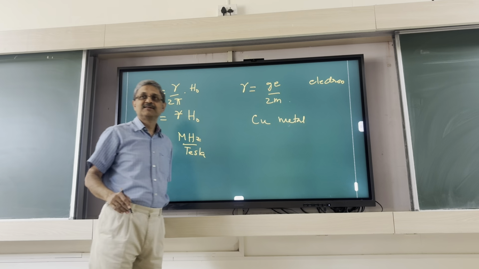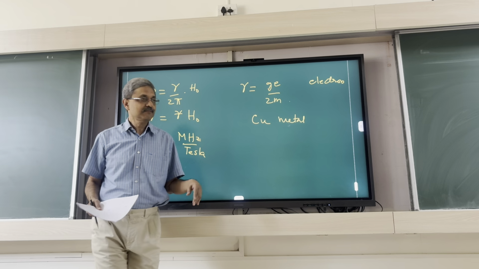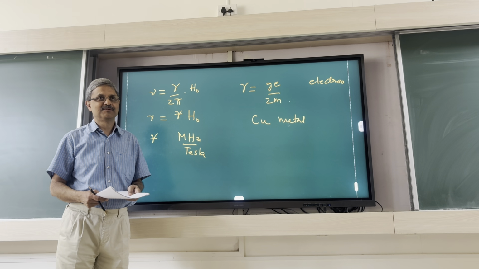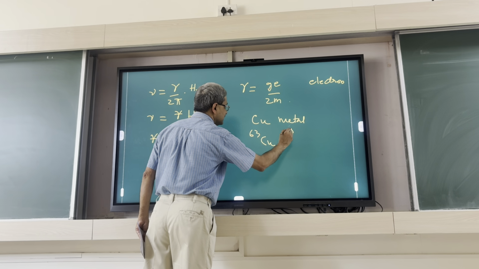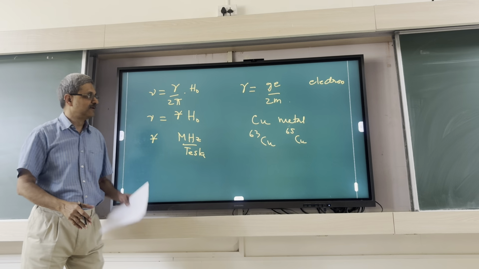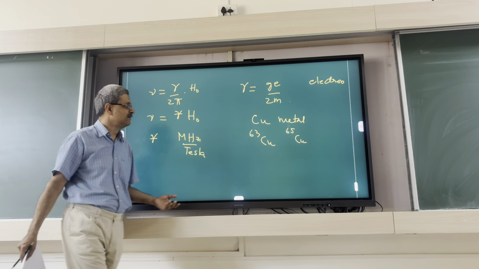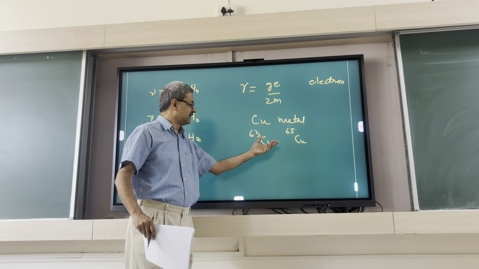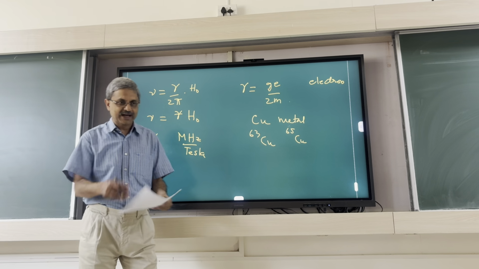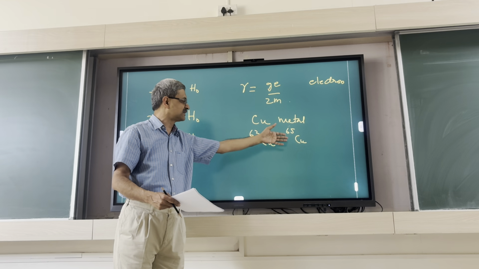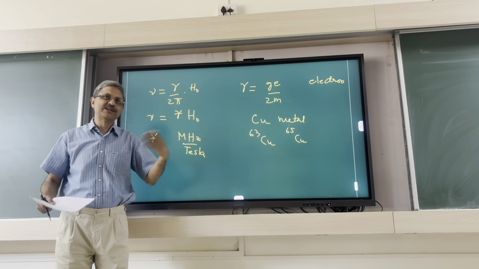metal, as far as electrons are concerned, has only one kind of electron, so there is no confusion. But there are two isotopes of copper, copper 63 and copper 65. The natural abundance, if you mine copper and then purify it, is roughly 70-30. I forget which is which, but roughly 70% is copper 63 and the remaining 30% is copper 65. So a piece of copper metal has both.